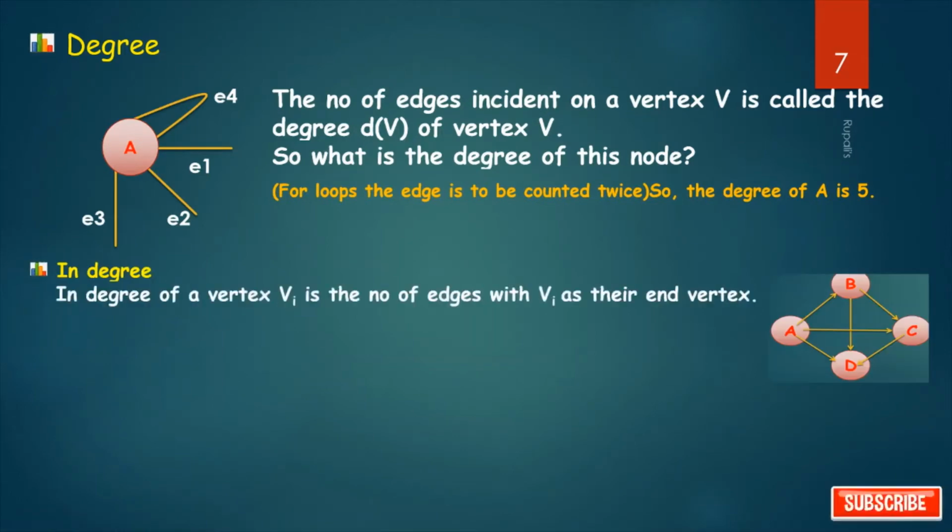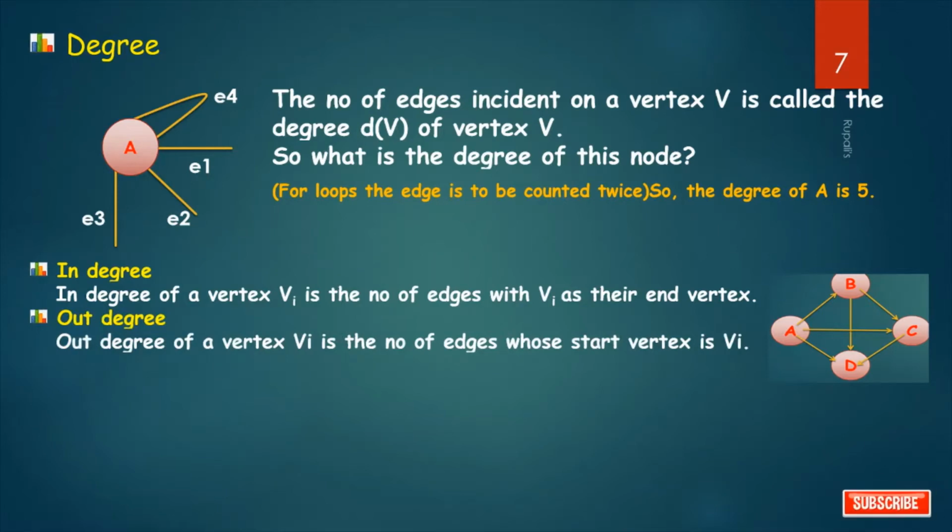The in degree of a vertex Vi is the number of edges with Vi as their end vertex. Out degree of a vertex Vi is the number of edges whose start vertex is Vi. So what is the out degree of A? It is 1, 2, 3 because it is the start vertex. And for B, what is the in degree and out degree? In degree is 1 and out degree is 2. For C, in degree is 2, out degree is 1. And for D, out degree is 0, in degree is 3.